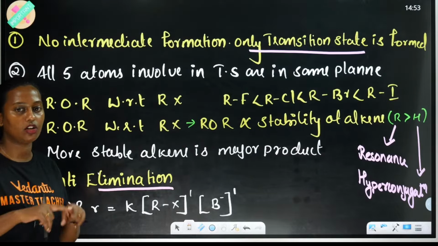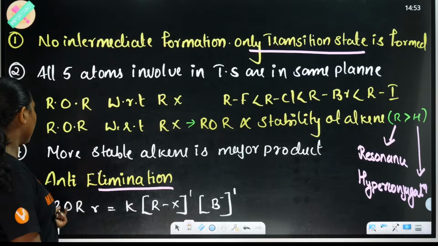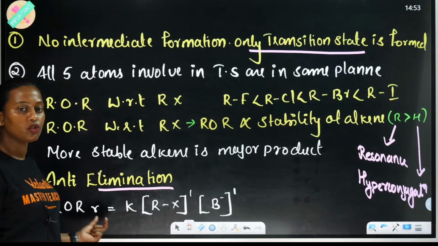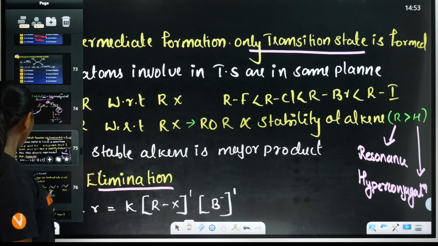Okay, that intermediate or that transition state, that transition state is actually the rate determining step. So from the rate of reaction, you can find the rate of reaction. Then we are moving to the next question.